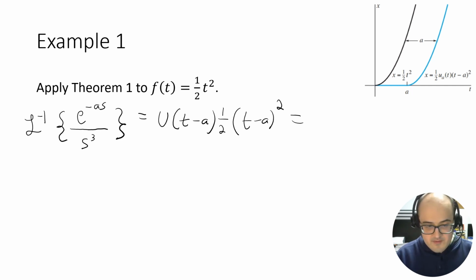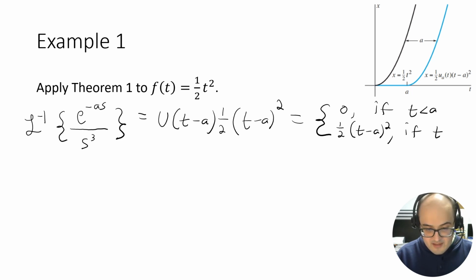So this gives us, based on that last slide, 0 if t is less than a, and 1/2 times t minus a squared if t is greater than or equal to a.